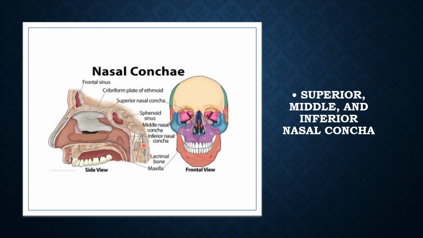And then obviously underneath it is the inferior nasal cochlea, which is located on each side of the nasal septum attached to the lateral walls of the nasal cavity. This increases the epithelial surface area and creates turbulence in the inspired air.